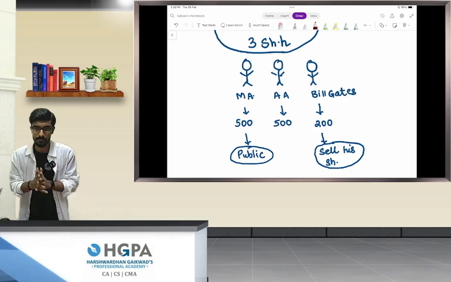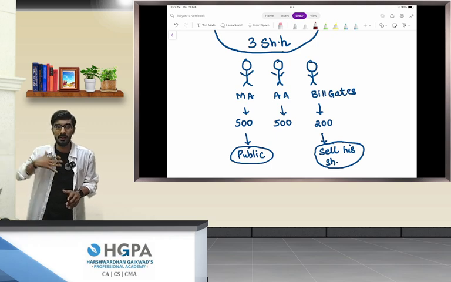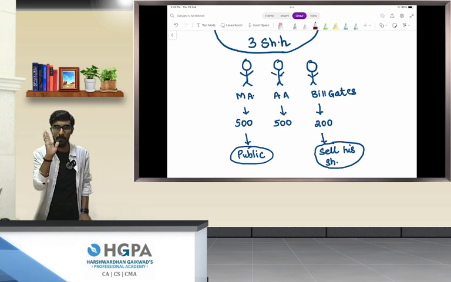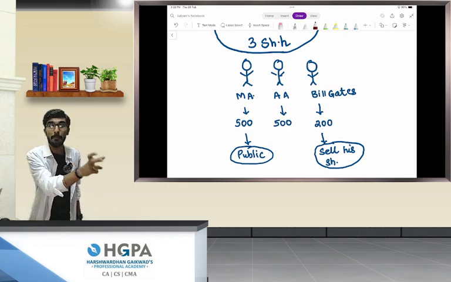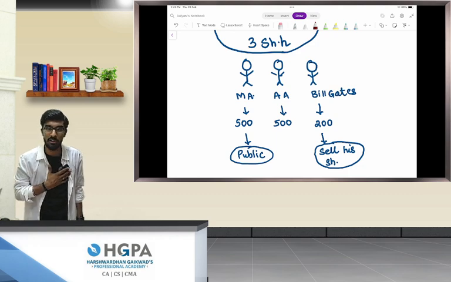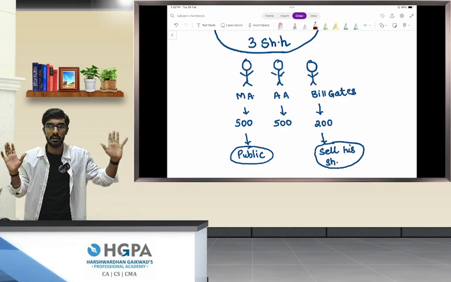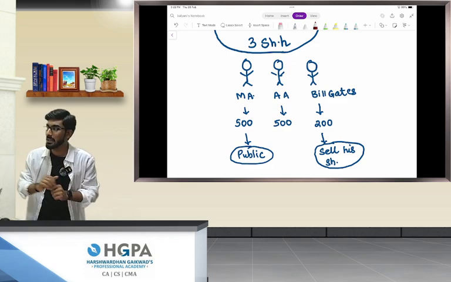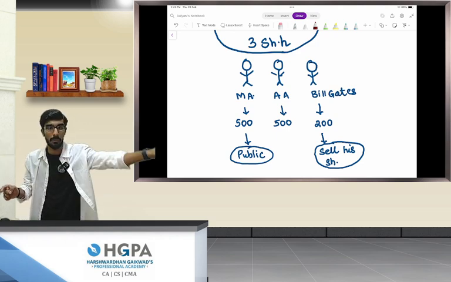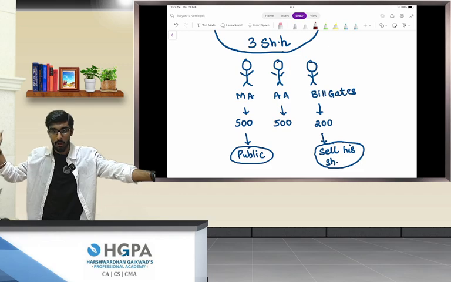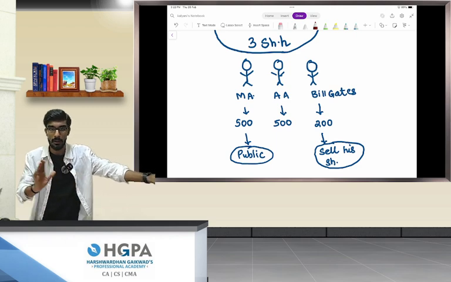Again, I will tell you. Bill Gates wants to sell his shares. Doesn't matter if it is me or the public. He wants money basically. I want my shares to be held by the public. Public wants Reliance Industries shares. So what I will do is I will ask Bill Gates, bro, you sell your 200 shares to the public. Public will pay you money. You are sorted. I am sorted because my shares are now with the public.